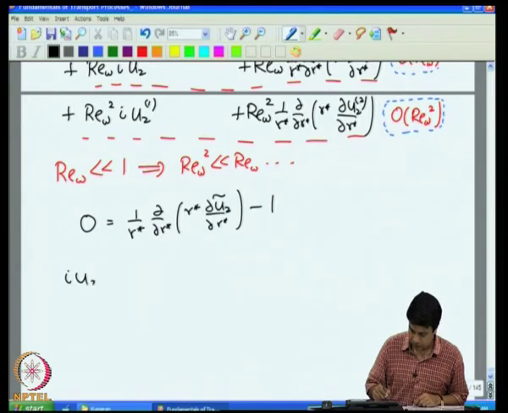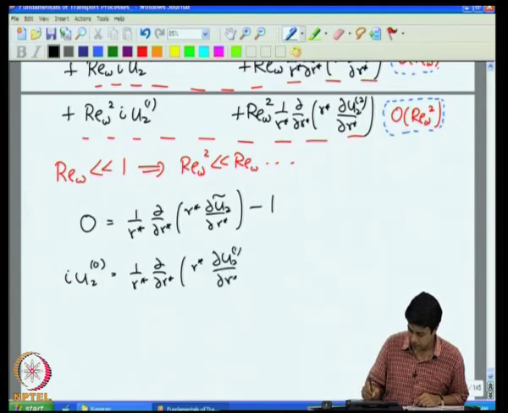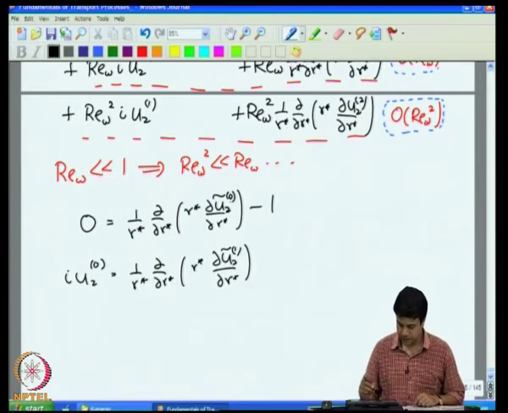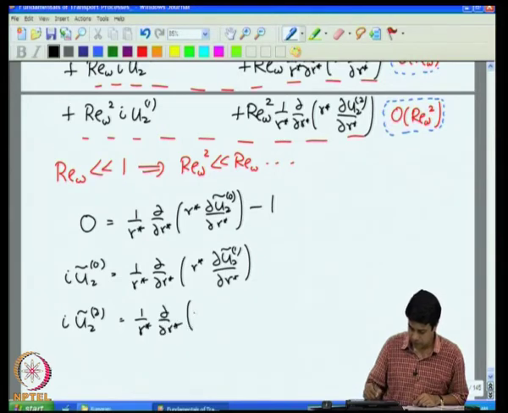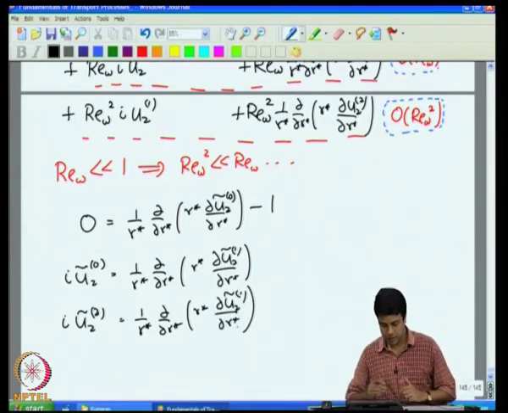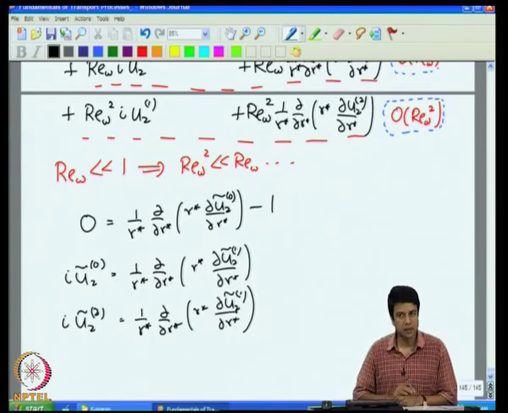The first correction is I u z 1, I am sorry, I u z naught is equal to 1 by r d by dr of r d u z 1 by dr. Okay, there is a naught here. And then the second equation is I u z 2 is 1 by r d by dr of r d u z 1 by dr. And so on. You will get a whole series of equations, and you can cut off that series at any desired value to get a solution of sufficient accuracy.